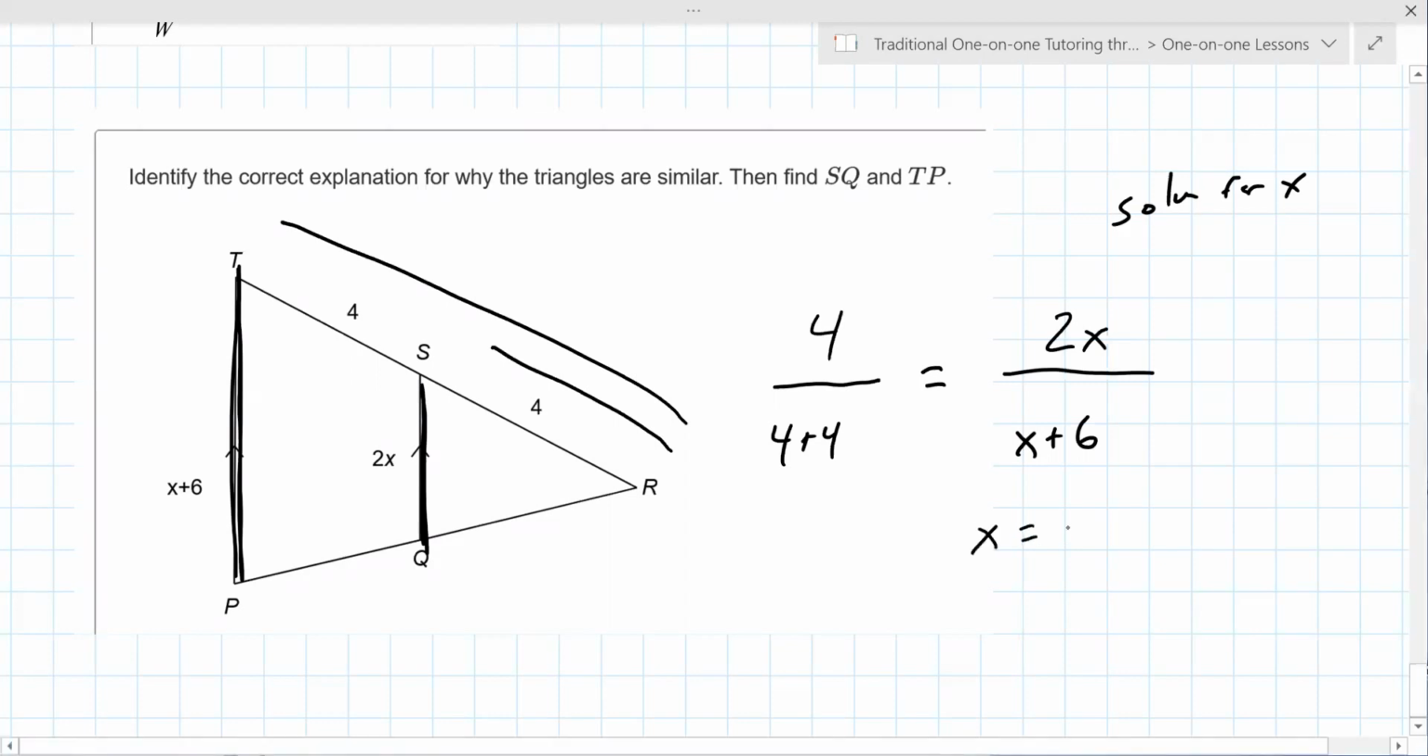I get 2 for x. Perfect. Okay, so what is this length right here, s to q? That's 2, that's 4. And then this one right here? That's 8. Good. Okay, excellent.